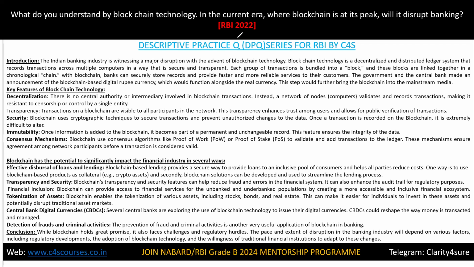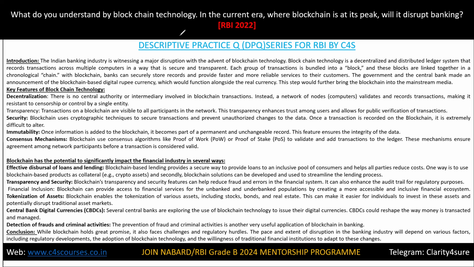Today we'll be discussing one important question from a previous year, that is RBI 2022. What do you understand by blockchain technology? And in the current era where blockchain technology is at its peak, will it disrupt banking? Understand the question, students. First, you have to define blockchain technology. You have to tell what the features of blockchain technology are, and then you have to tell how it will disrupt banking. Clear? These are the points you have to cover.